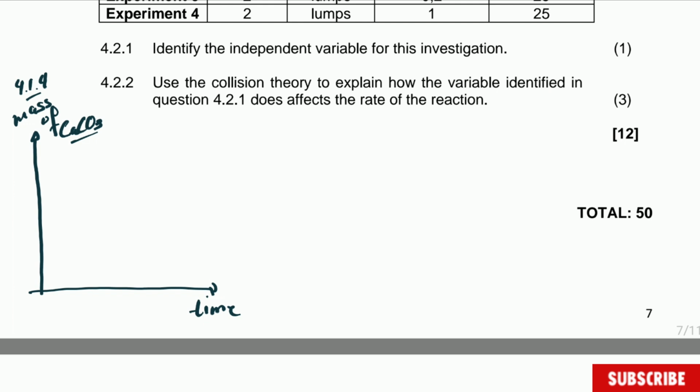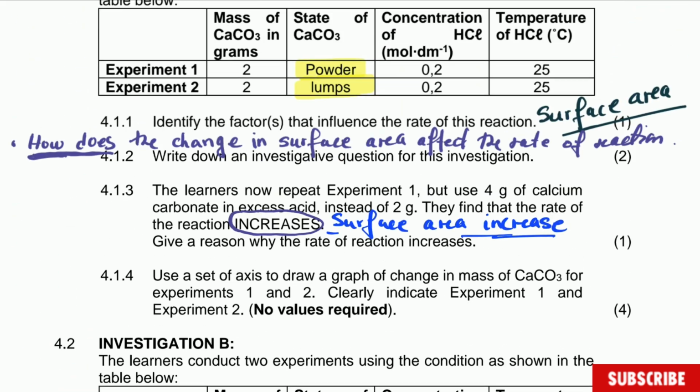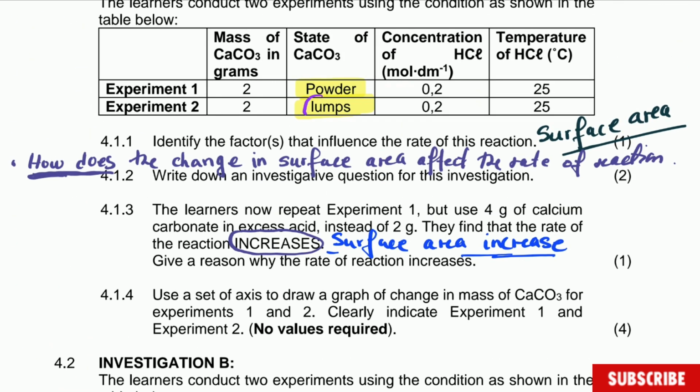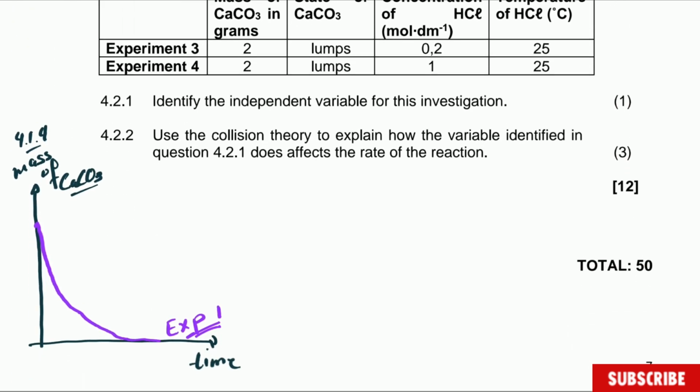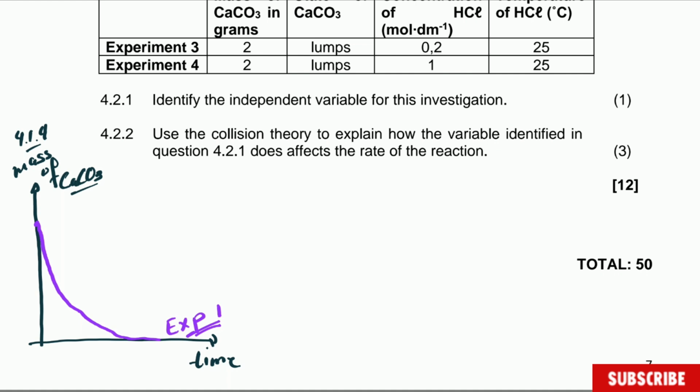Now, if we start here with experiment 1, for instance, you can start with either one. So experiment 1 is going to be all the way down and is going to end at the x-axis because all the calcium carbonate was used up. So we are going to call this one experiment 1. What happened with experiment 2? Let's go back to the table. Experiment 2 is done with lumps and therefore it happened slower. If it happens slower, the gradient is less. In other words, it will take longer to reach completion.